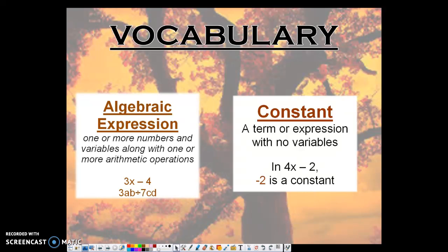That's where one or more numbers and a variable are combined along with arithmetic operations. So it's just whenever you have a variable involved in the expression. A constant is the regular number, the one that does not have a variable. So in this situation, 4x minus 2, the constant is that negative 2 at the end. That's what a constant is.